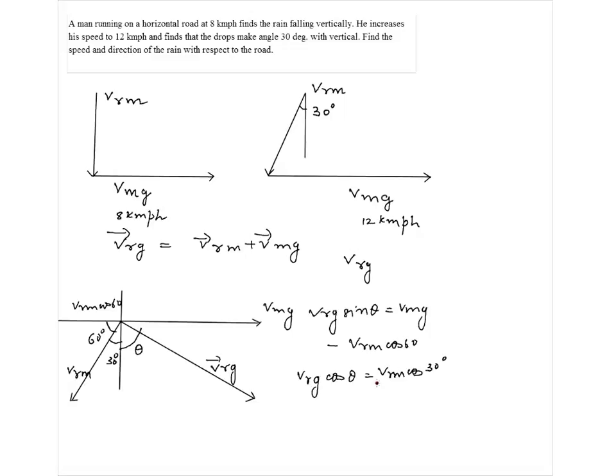This was a little easy because VMG was already in that direction. If a vector is already in this direction, how can it have a perpendicular component? But if VMG were not horizontal but somewhat inclined, then VMG would contribute some component in the downward direction. So this became a little easy. Any questions? Let me know.